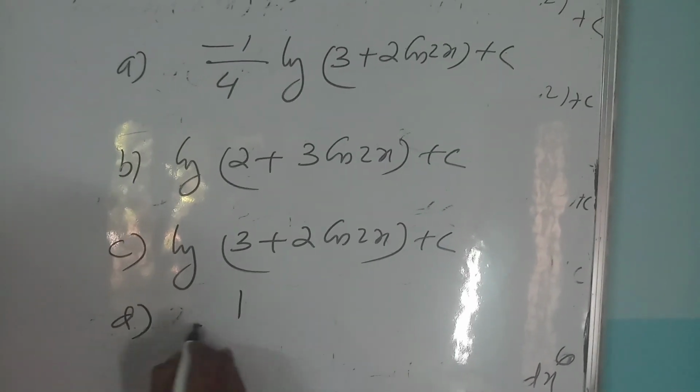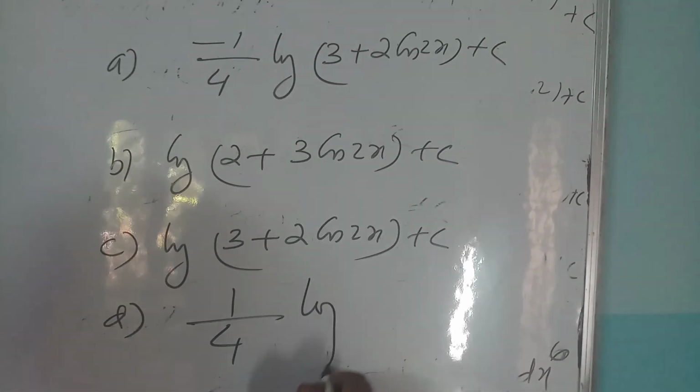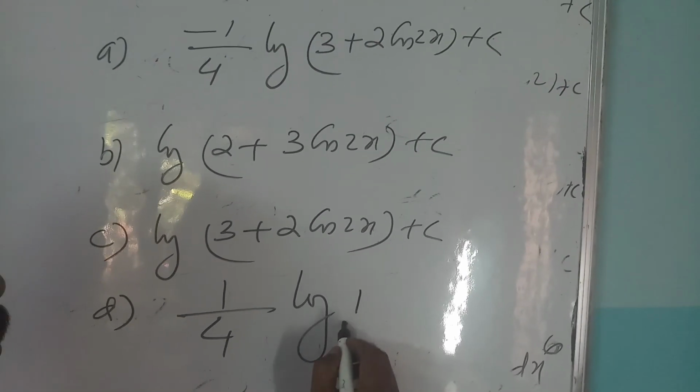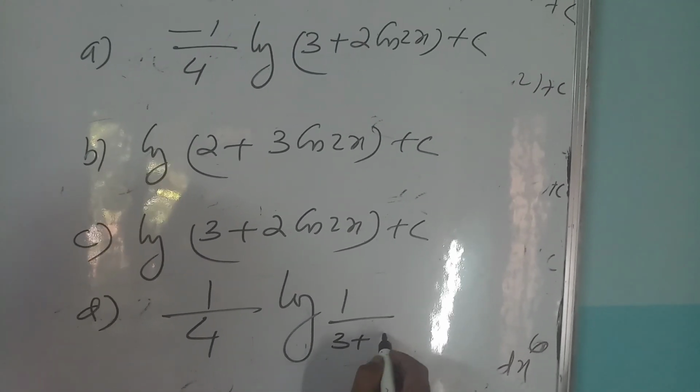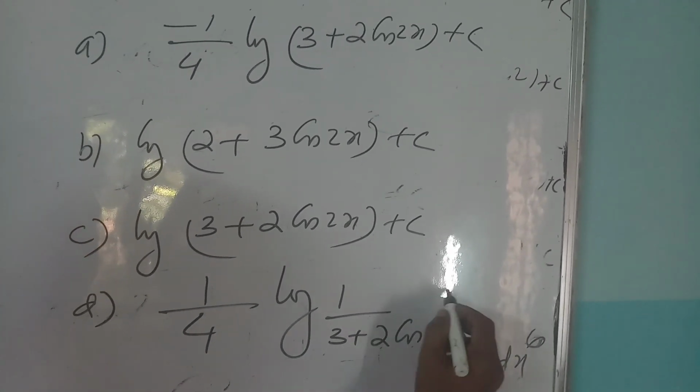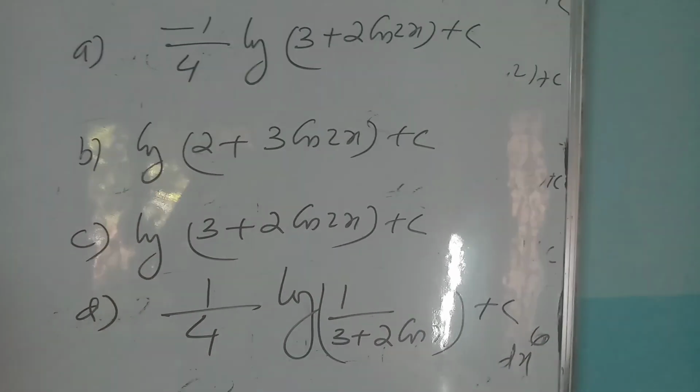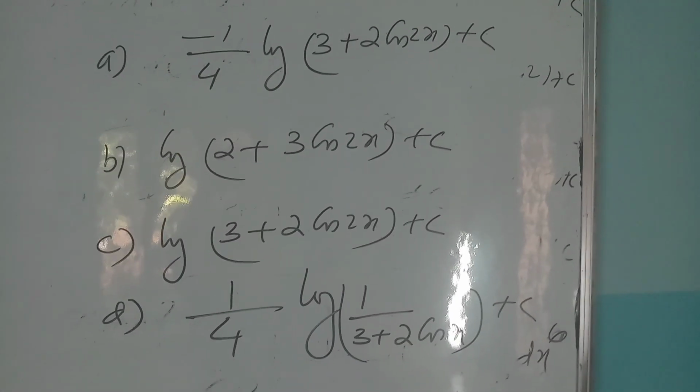And the last choice: 1 by 4 log of 1 by 3 plus 2 cos x plus C. See, here are the answer choices.